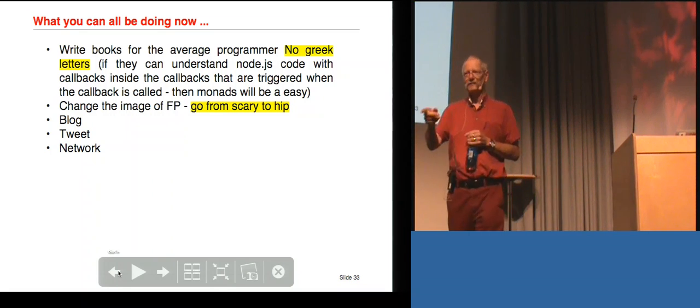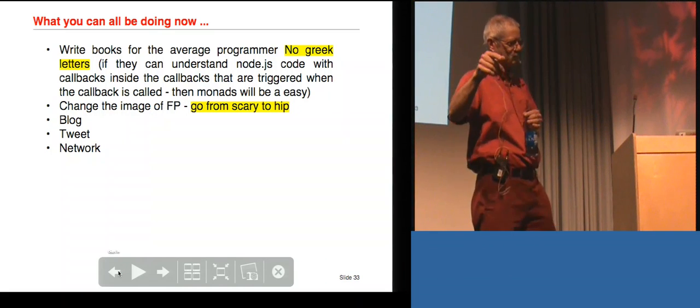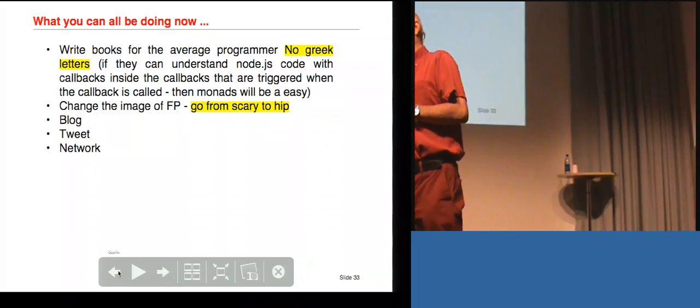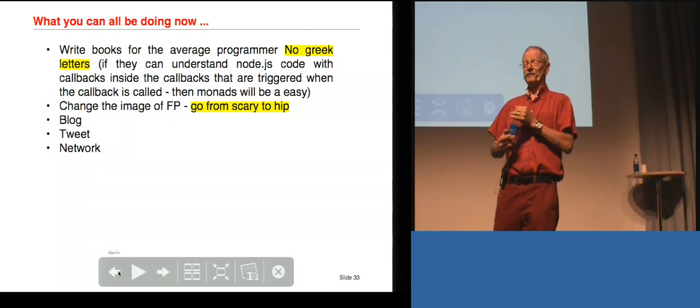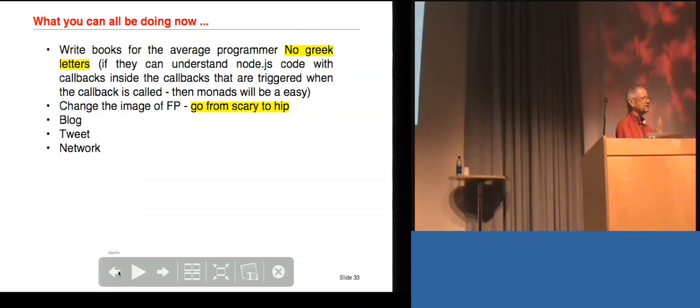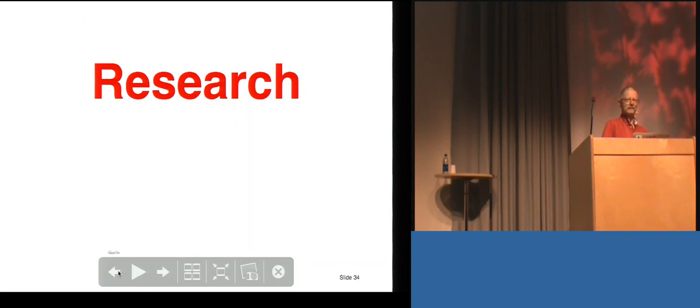I mean, if people can understand all this callback stuff, where you put a callback in a callback in Node.js, so when the callback occurs, it will trigger the callback in the callback. If you can understand that code, which I can't, you can understand this kind of stuff, but it needs to be made simple. It is simple, and you need to write a blog about it and tweet about it.